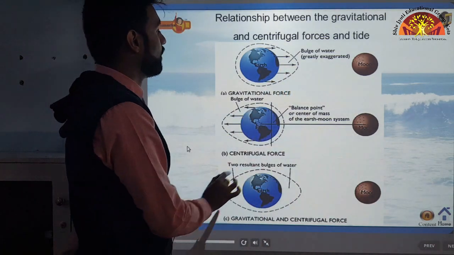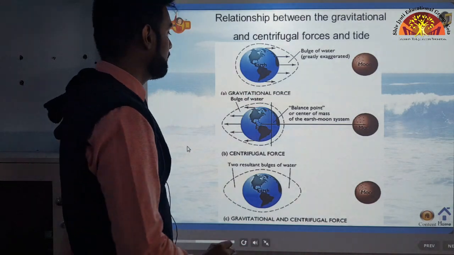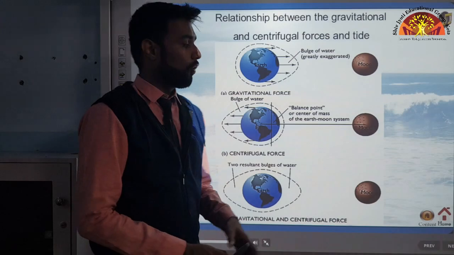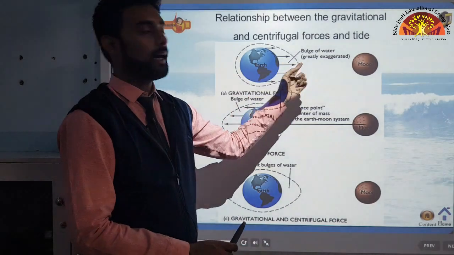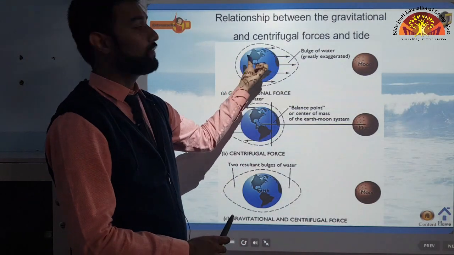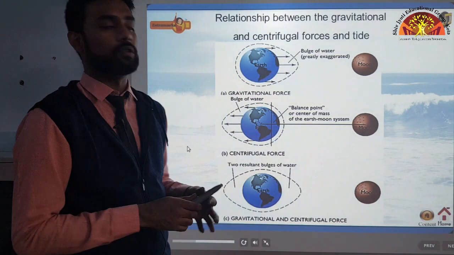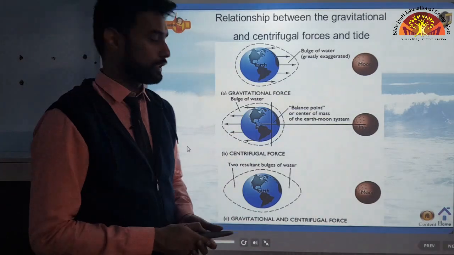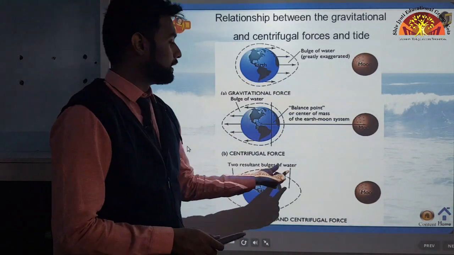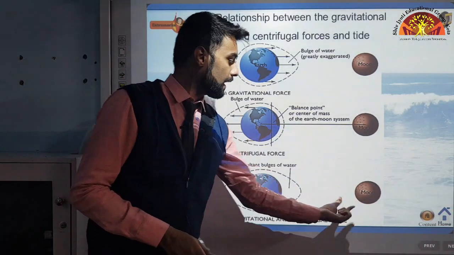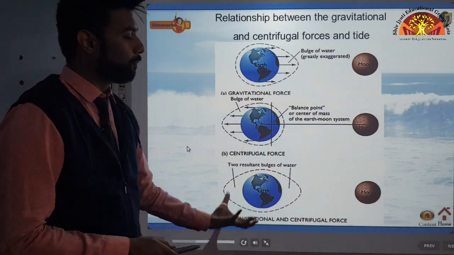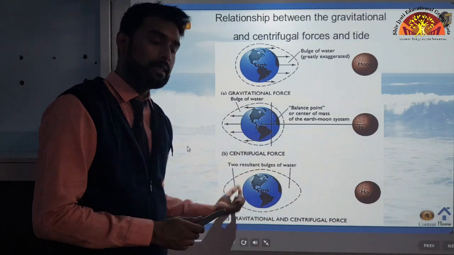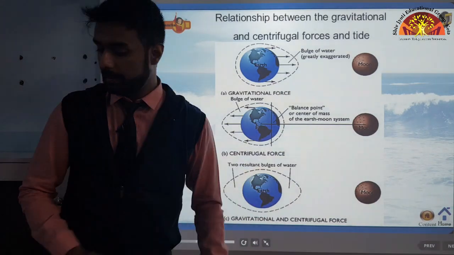Now, the balance point or center of mass of the earth-moon system, all the water which is rising from this area, correct? Now in this area, the area which is away from the moon, what will happen? Centrifugal force will take place and another bulge of water will be created in the opposite direction. So you will see two resultant bulges of water are formed because of the moon's gravity and the centrifugal force. Both will act together and they will result in the formation of two high tides and two low tides.